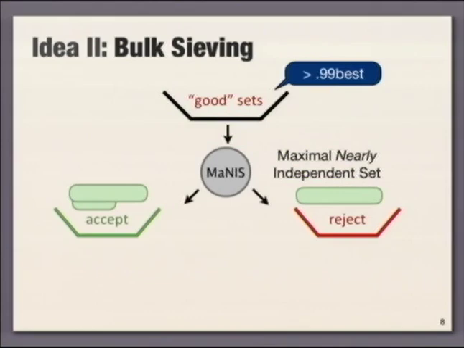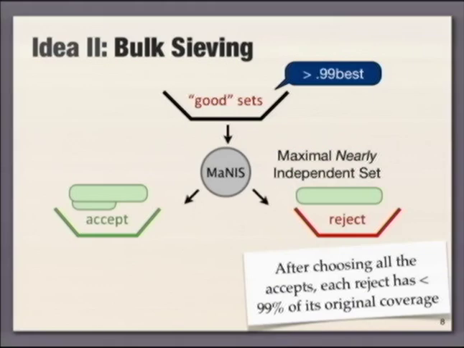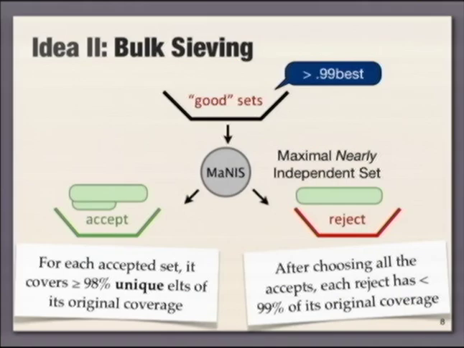The property of the things that we reject is that after choosing all the things that we accept, each of the rejected ones has, say, 99% of its original coverage remaining. And for the other side, for each one that you accept, we want to show that it covers at least, say, 98% of the unique elements of the original coverage. 99 and 98 are really arbitrary. It's just a placeholder for 1 minus epsilon.